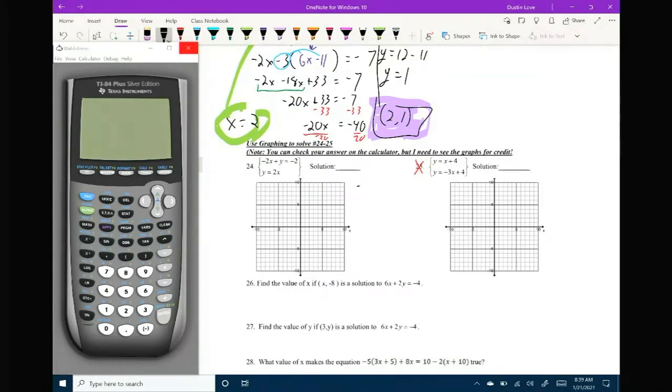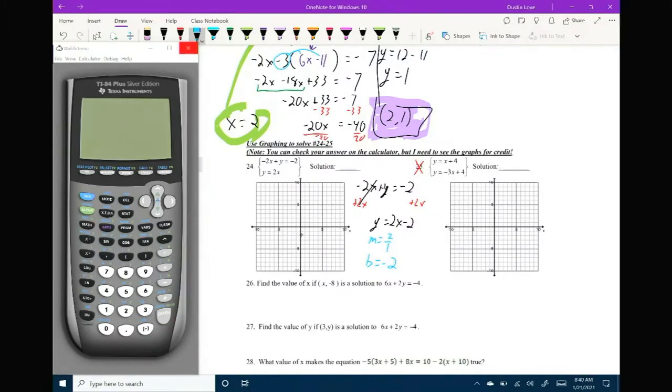So I've got negative 2x plus y equals negative 2. What we're going to do here, we need to isolate the y. So I'm going to add the 2x to both sides. That gives me y equals 2x minus 2, which means that for this one, my slope is 2 over 1, and my y-intercept is negative 2.